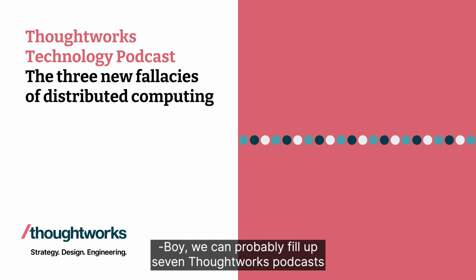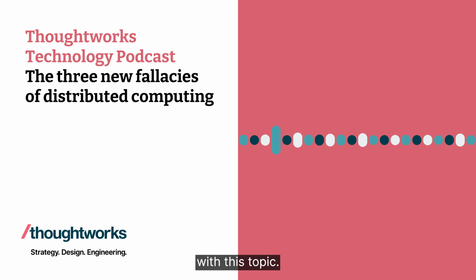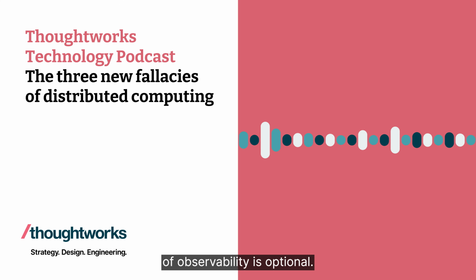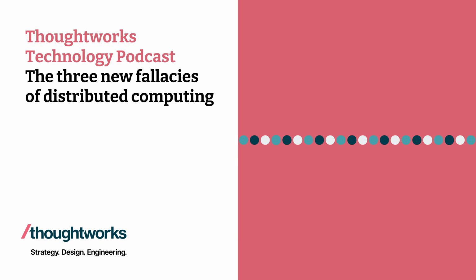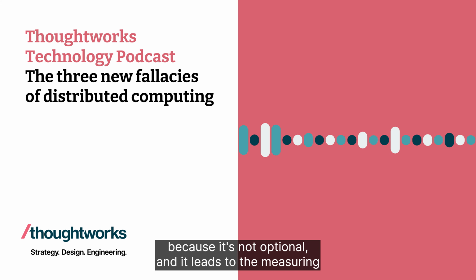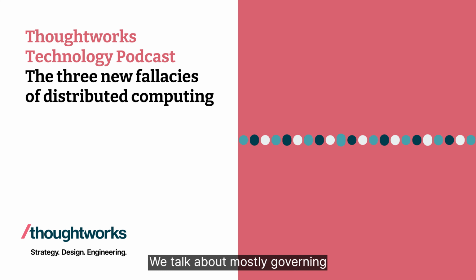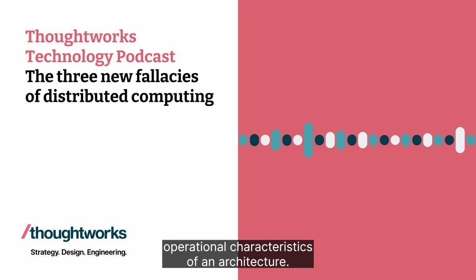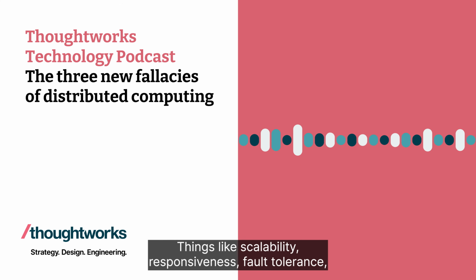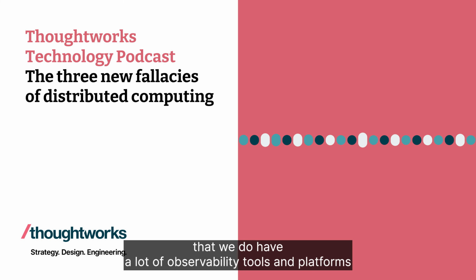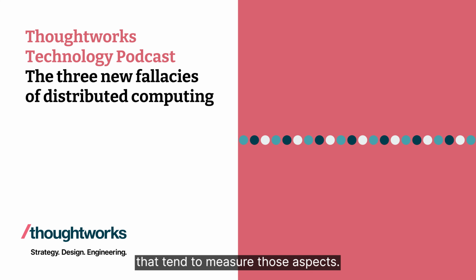We can probably fill up 7 Thoughtworks podcasts with this topic. It follows on from that 11th point we talked about, the fallacy that observability is optional. This is one of the reasons why we created that fallacy, because it's not optional, and it leads to the measuring and governing of architecture characteristics. It's interesting: we mostly talk about governing operational characteristics of an architecture, things like scalability, responsiveness, fault tolerance, and availability. Those are 4 key ones, and we do have a lot of observability tools and platforms that tend to measure those aspects.